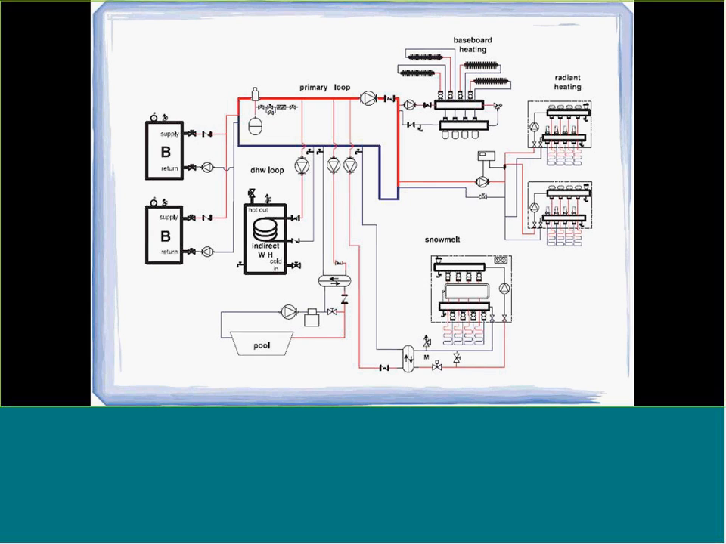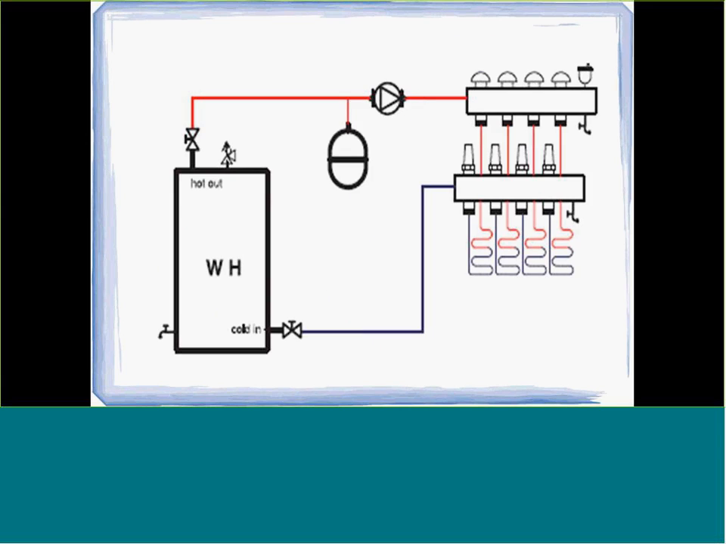Heat sources are pretty flexible. Anything that will give you typically hot water up to about 130 degrees, we can usually work it into a radiant floor system. And there again, we can make them as complicated as you want, or we can make them as simple as you want.